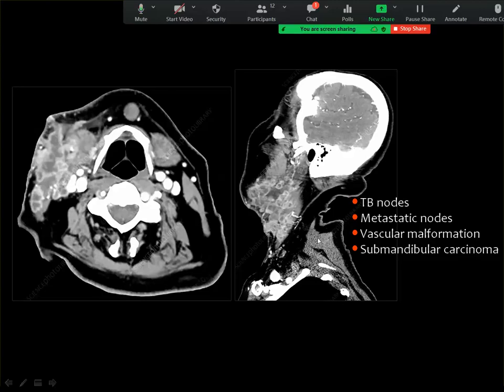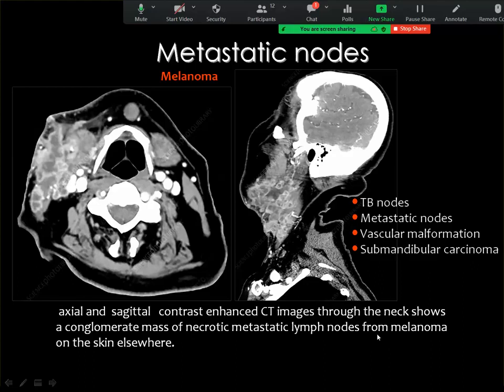And if you look at the sagittal image, you can see the characteristic appearance of the nodes with central areas of breakdown. And if you know from the history that the patient had a positive history of melanoma, then you know that these are metastatic lymph nodes. We can see that the nodes are adherent to each other. They invaded the skin and the subcutaneous fat.